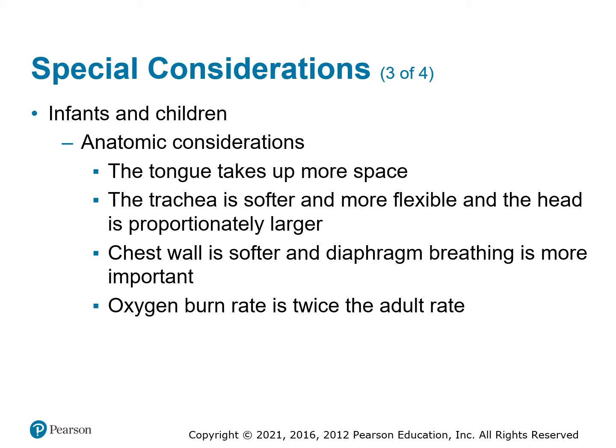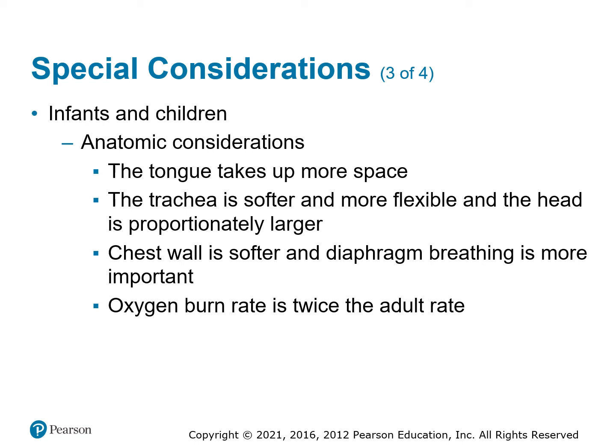We've mentioned before that infants and children can have their own problems, and when we talk about infants and children, one of the things that we need to consider is the anatomic differences. So we know that the tongue is larger, it takes up more space, it can also obstruct the airway of these little ones. The trachea is softer and more flexible. We've got to be sure that the trachea is intact and that there's nothing applying any pressure to the trachea. The head is disproportionately larger, and we know that trying to keep the airway open may be more of a challenge. Putting padding behind the shoulder blades may assist in maintaining an open airway for these little children.